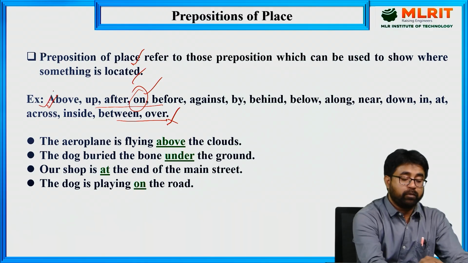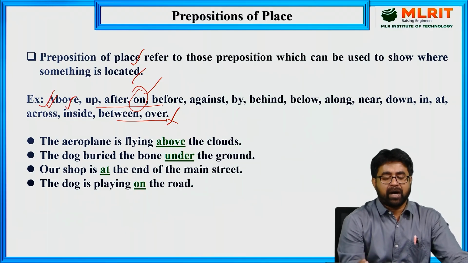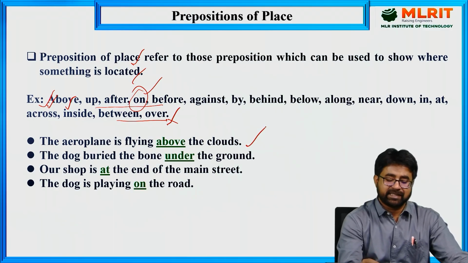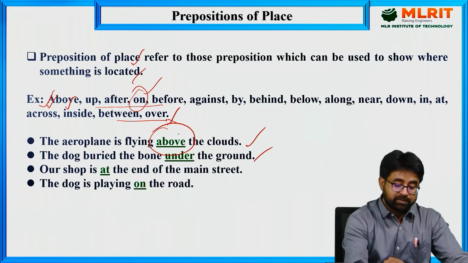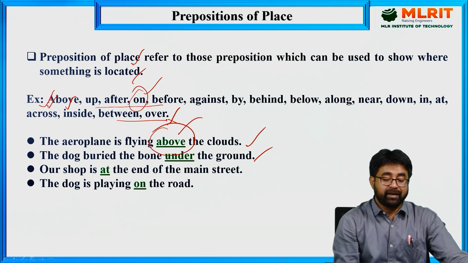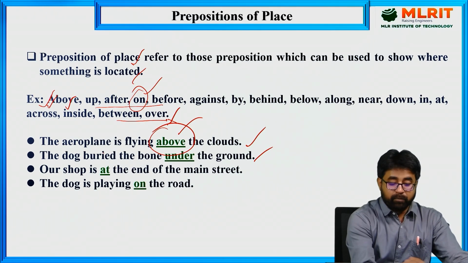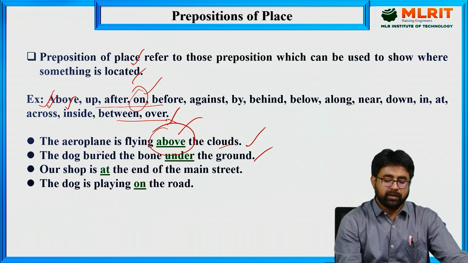What are the prepositions of place? You can see prepositions of place: above, up, after, all these are examples. Now see these example sentences. The aeroplane is flying above the cloud. This preposition is talking about the relationship between the aeroplane and the clouds. How are they related? They are related in terms of place, right?